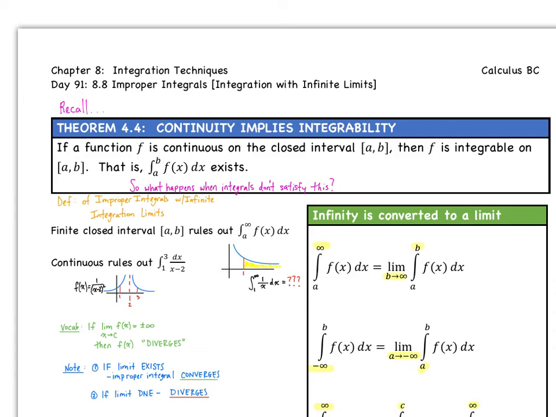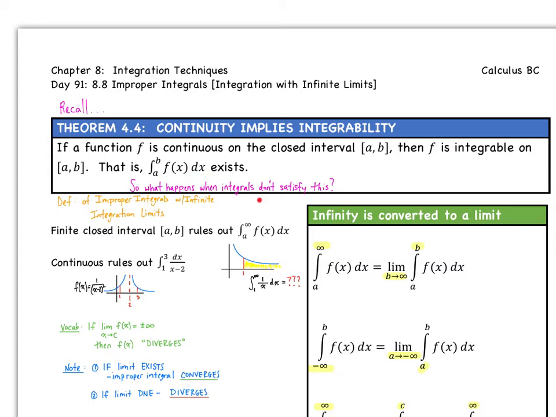Welcome to 8.8 improper integrals, and we're going to look at integration with infinite limits. One thing we need to do is remind ourselves of a theorem from chapter 4, that continuity implies integrability. So if a function f is continuous on the closed interval, then f is integrable on that closed interval. That means we can integrate from a to b of that function, and it exists.